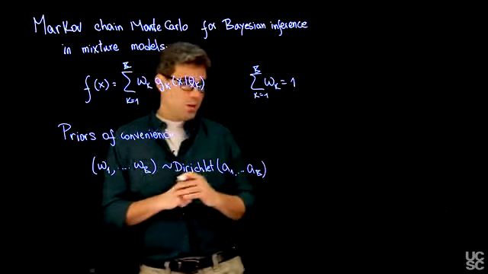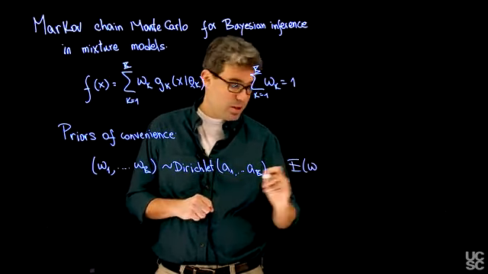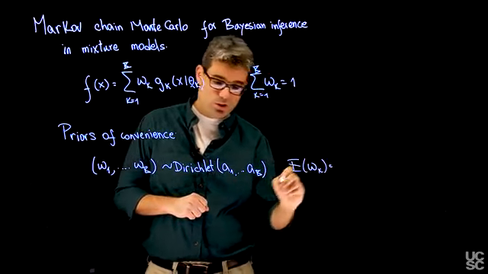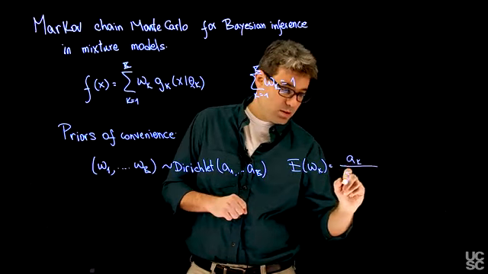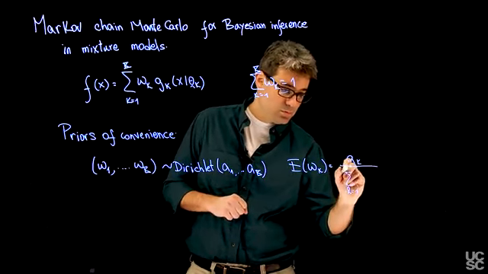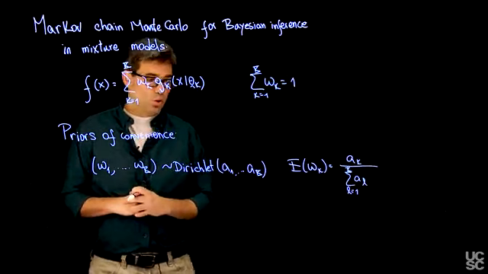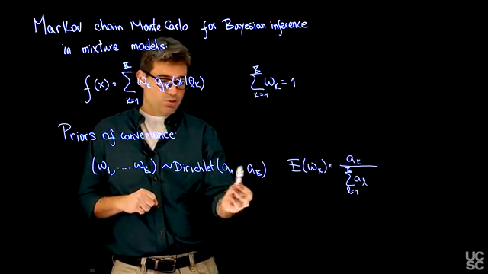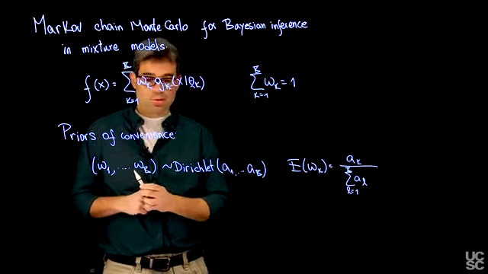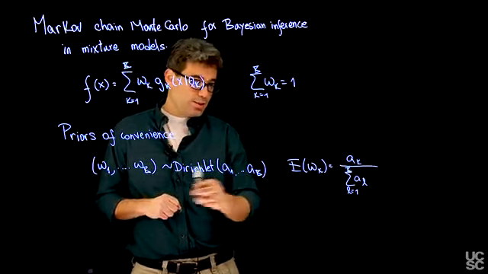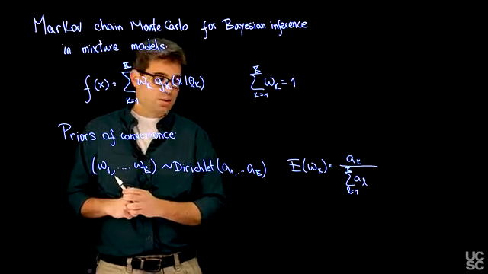And just as a quick reminder, the expected value of each one of these parameters individually is given by the corresponding a divided by the sum of the a's. So in other words, the values of the a's control a priori the relative size of the different weights. And in particular, if you make them all the same, then you're saying that a priori you believe that all the weights are the same.